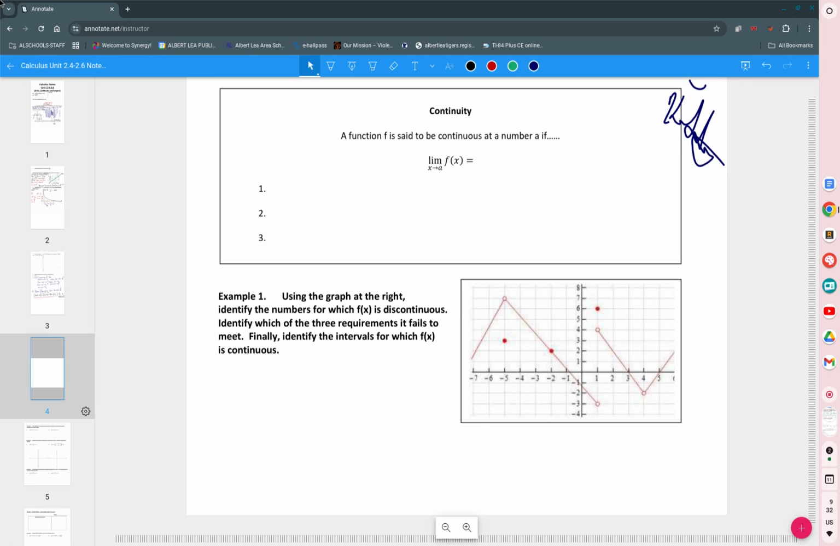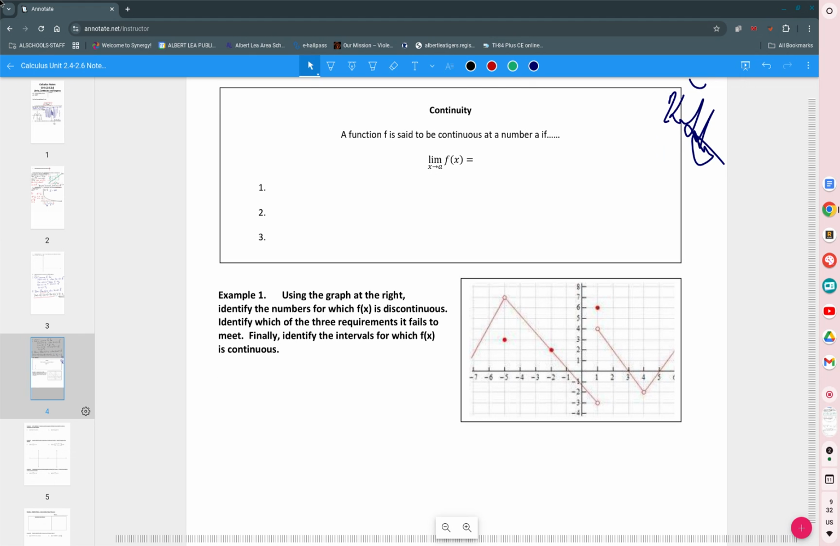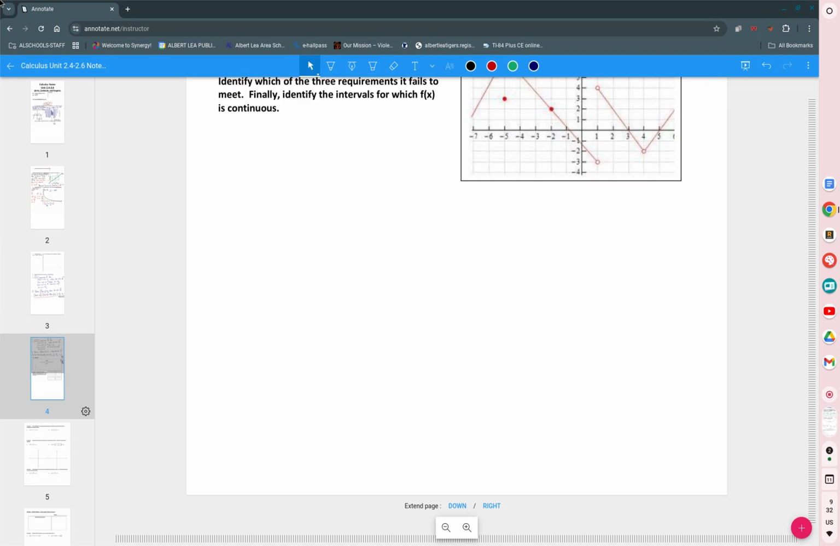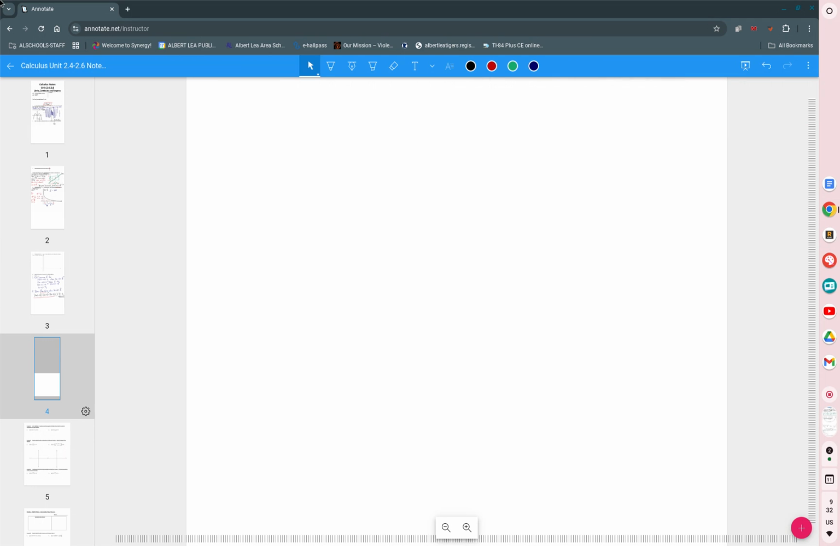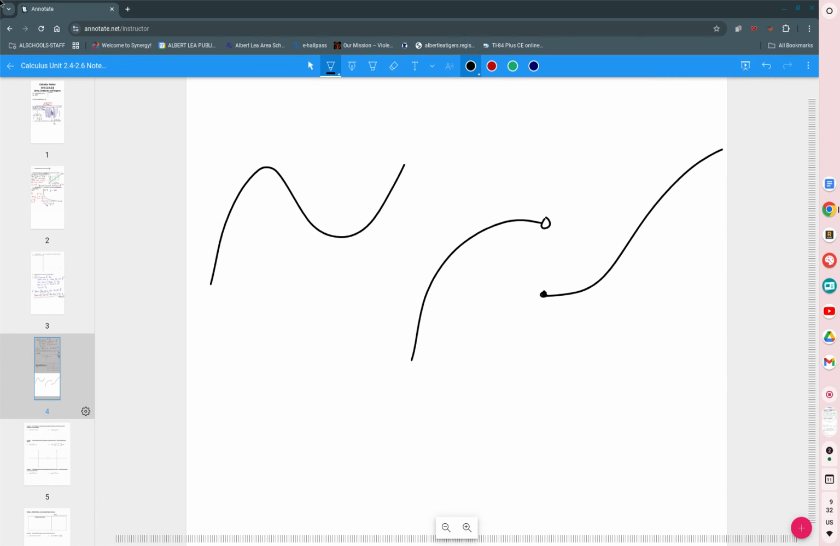Okay. Because we said something intelligent about limits, we can now talk about continuity. And continuity is very, very simple. When I say simple, I mean simple to simple. Watch this. One of these functions is continuous. One of them is discontinuous. Which do you think is discontinuous? The one on the right or the one on the left?